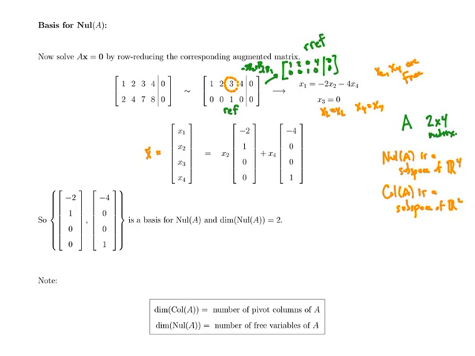And we're going to talk in the next section about how these 2 numbers relate. In fact, the number of pivot columns plus the number of free variables is going to give us the number of columns of that matrix. And that's going to be a very useful fact that we'll talk about in the next section.